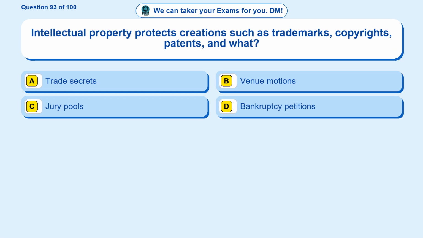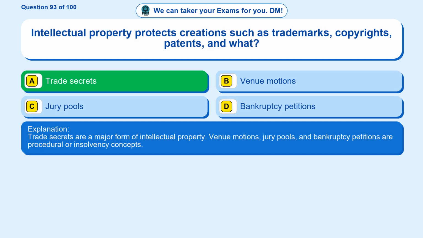Question 93. Intellectual property protects creations such as trademarks, copyrights, patents, and what? Option A, trade secrets. Option B, venue motions. Option C, jury pools. Option D, bankruptcy petitions. The correct answer is option A, trade secrets. Trade secrets are a major form of intellectual property. Venue motions, jury pools, and bankruptcy petitions are procedural or insolvency concepts.